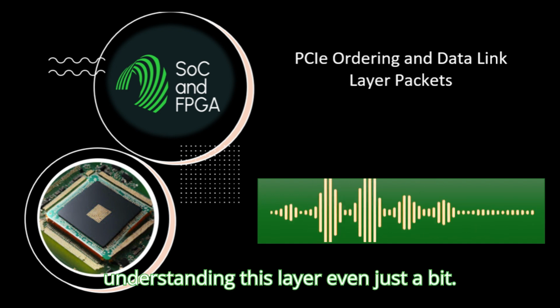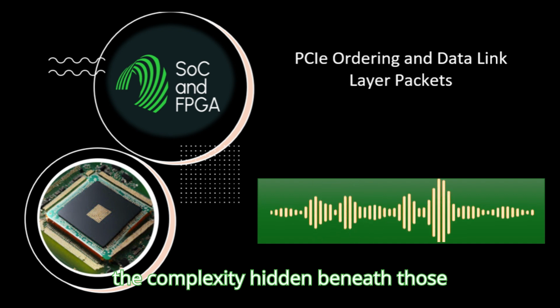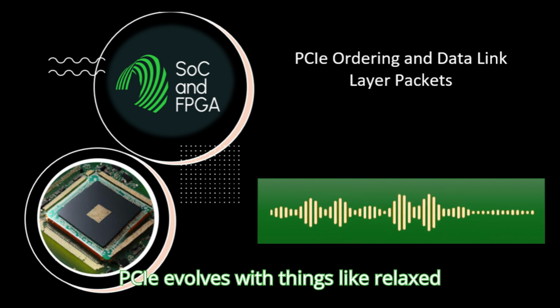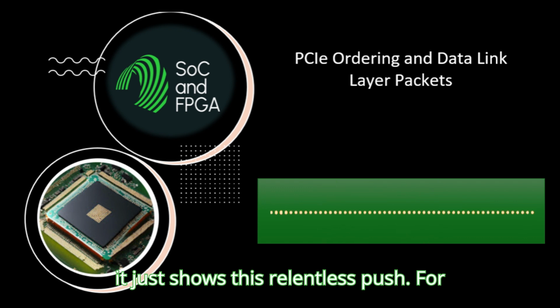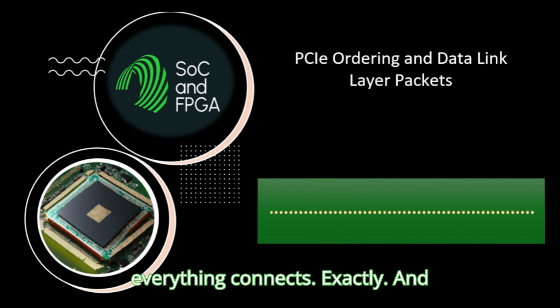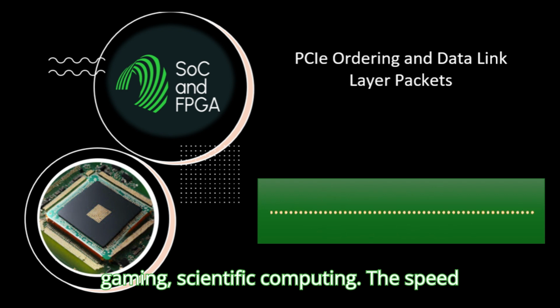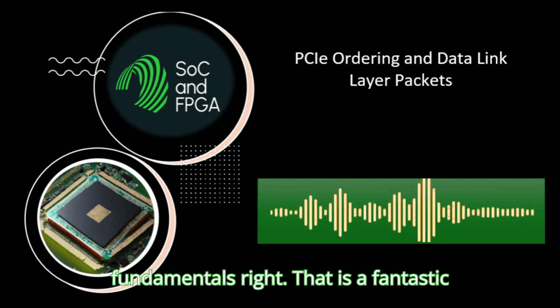Understanding this layer, even just a bit, gives you a much deeper appreciation for the complexity hidden beneath those seamless data transfers. And seeing how PCIe evolves with things like relaxed ordering, IDO, and looking ahead to UIO, it just shows this relentless push for more performance, more flexibility in how everything connects. Exactly. And remember, this directly impacts everything you do: streaming, video, gaming, scientific computing. The speed and reliability comes from getting these fundamentals right. That is a fantastic point.